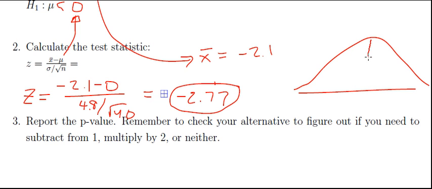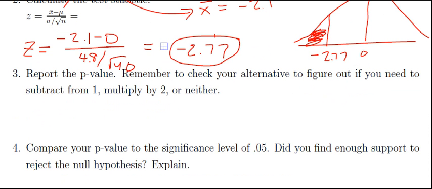We have 0, negative 2.77, and then I want the area to the left because we have less than in the alternative. I always look at the alternative. Okay, so the next thing I want to do is get the p-value.